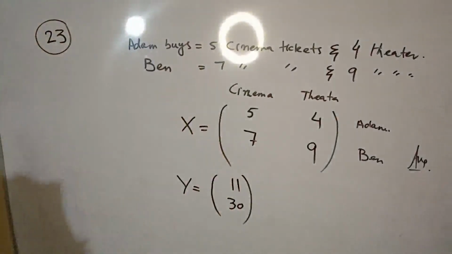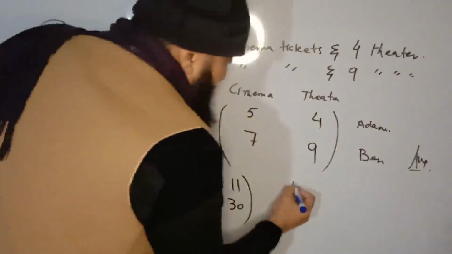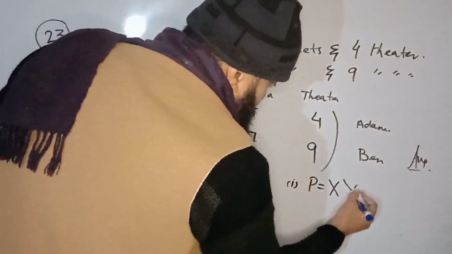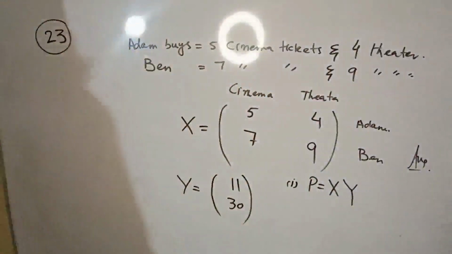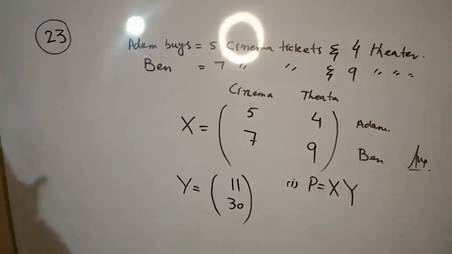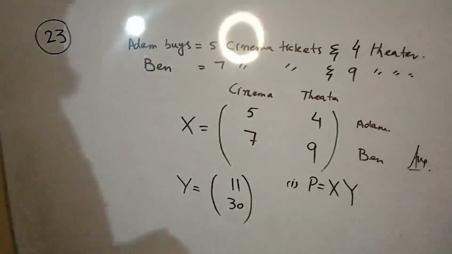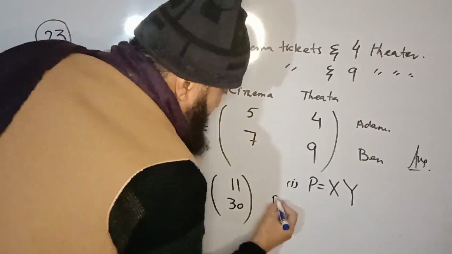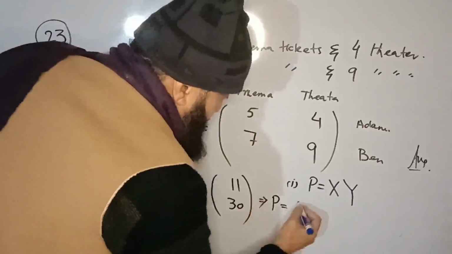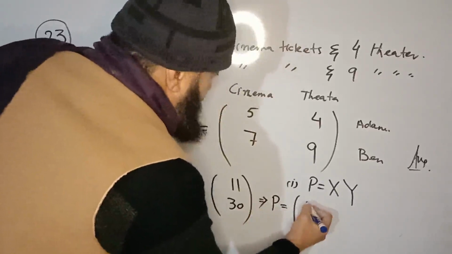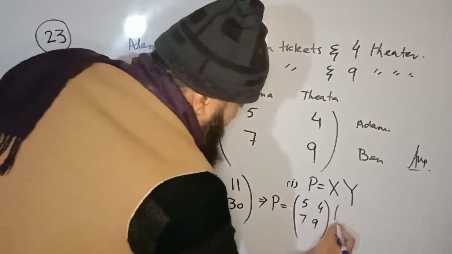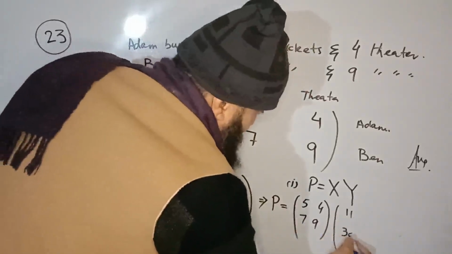The question is, P is equal to XY. This is given here. Find the matrix P. This is simple, the multiplication of matrices. I put the values, X is here, Y is here. So P will be equal to X, which is 5, 4, 7, 9, multiplied by Y, which is 11 and 30.